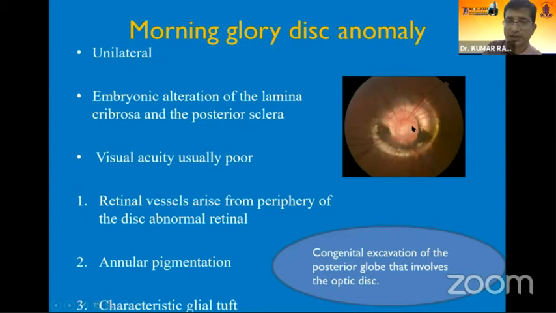glial tissue, and the vessels, in an unusual fashion, arise from one particular margin, and there is a collection of annular pigments around the disc. Because of this tuft, it gives the appearance of a large cup, which is sometimes falsely diagnosed as glaucoma. This is not a case of glaucoma. Typically in morning glory syndrome, we have this vascular pattern, a large disc with surrounding peripapillary atrophy with pigmentation.